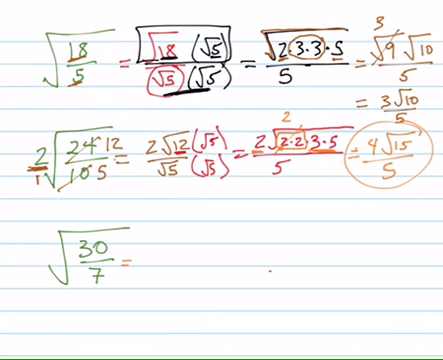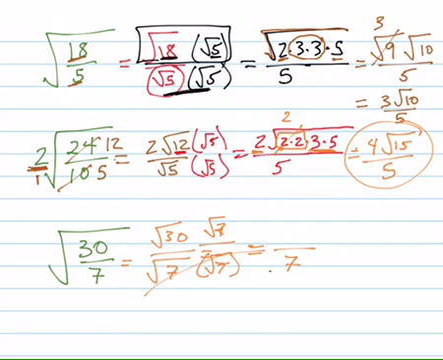Let's do this last one. These can't simplify, so let's just rewrite it like this. Multiply it by the square root of 7 on the top and bottom. Those cancel and it becomes 7 on the bottom. This 30 is 3 times 10. 10 is 2 times 5 times 7. Is there anything that can break jail from that? Any perfect square factors in there? Not that I see, because I don't have any doubles.